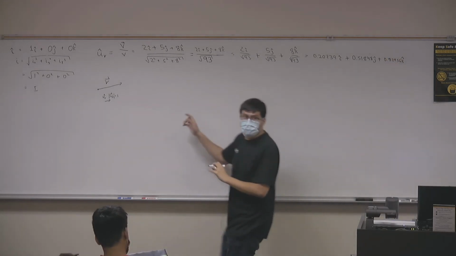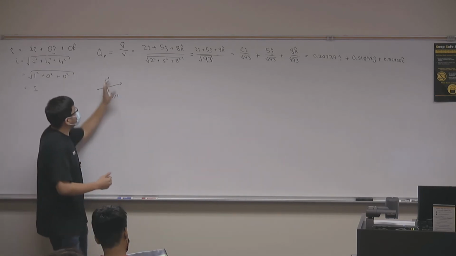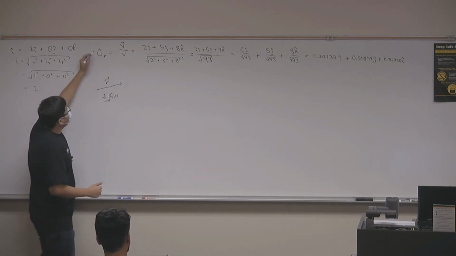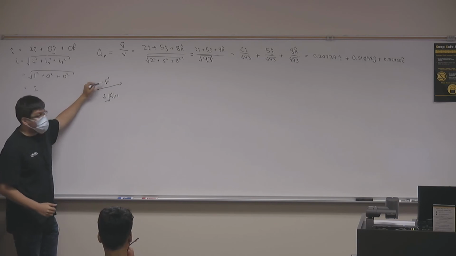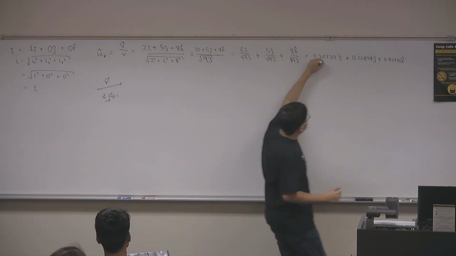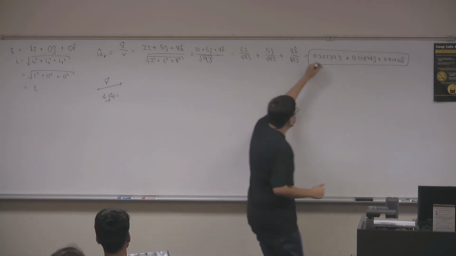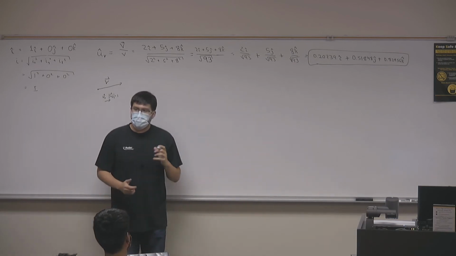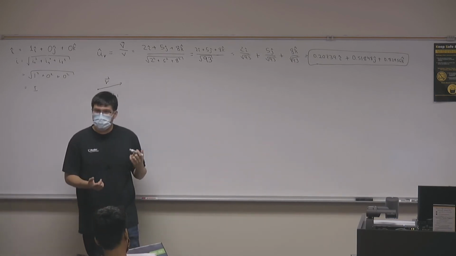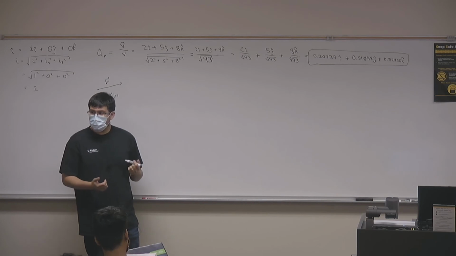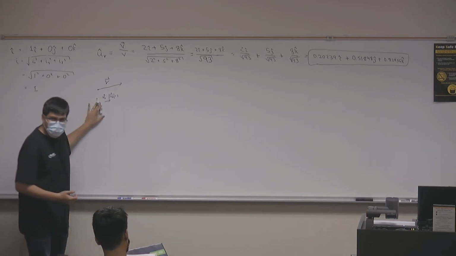Assuming that I did my math correctly, sometimes I make mistakes, the unit vector for my velocity vector v is right here. But how do we prove that that's really a unit vector? What can we do? What properties do we know of this unit vector?